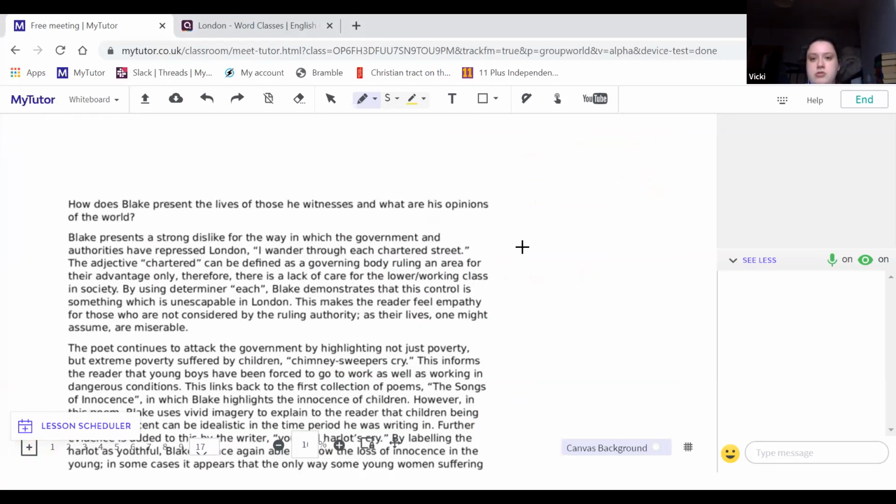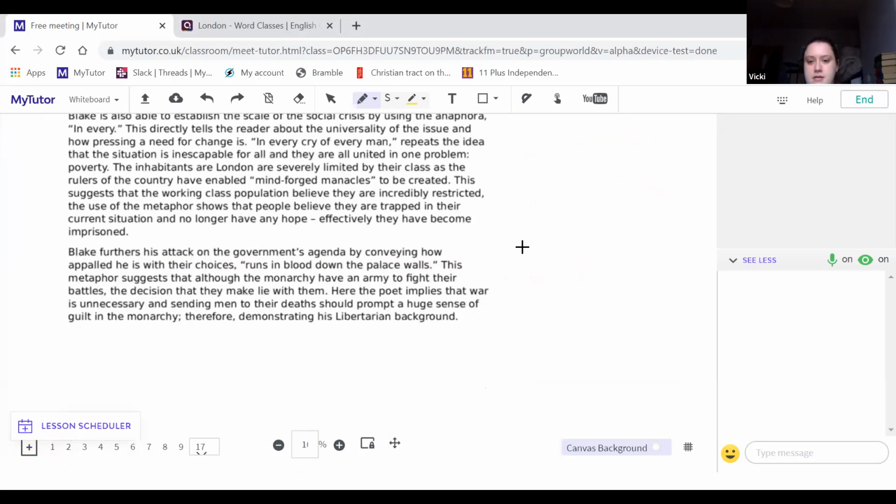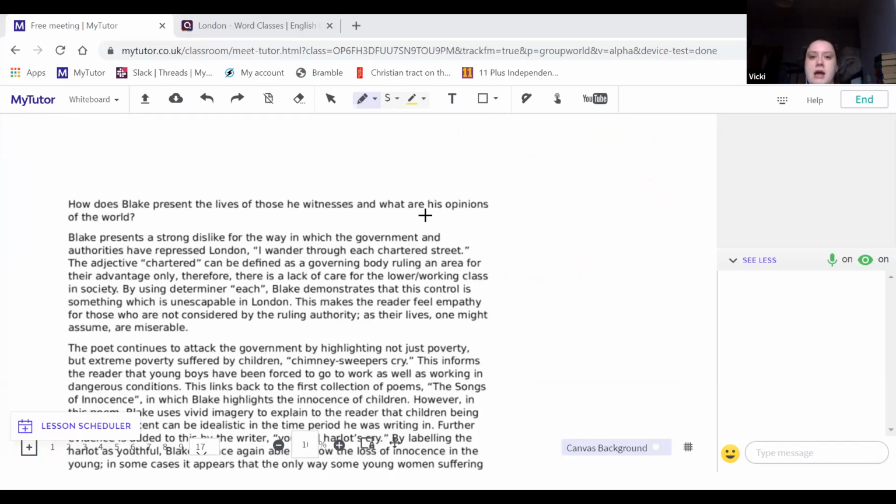Right. So this is my model answer for you guys. Someone just popped up a question. Inform others about slavery, oppose monarchy, organised religion. Yeah, there isn't actually any slavery mentioned in this. So be careful with that one. But yeah, absolutely with the other ones.